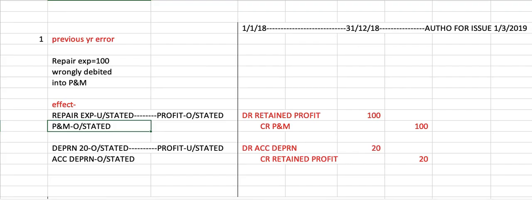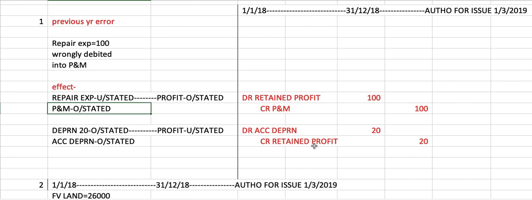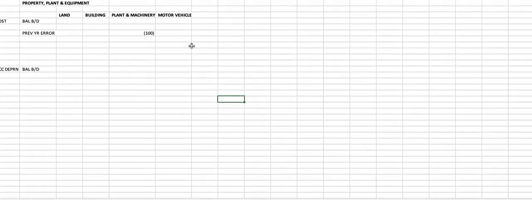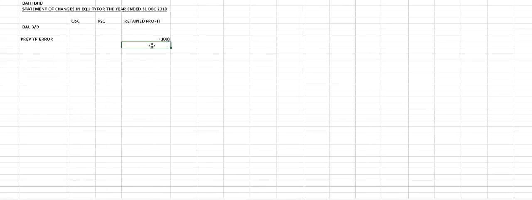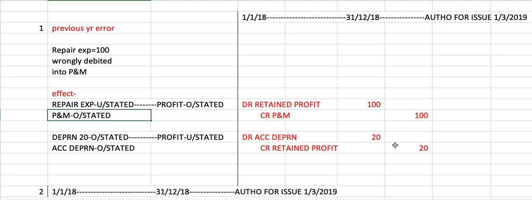Next entry is debit accumulated depreciation, credit retained profit. Credit retained profit means you add, debit accumulated depreciation means you deduct. So you deduct your accumulated depreciation for the plant and machinery. So this is accumulated depreciation here, so minus 20. This is a previous year error. And then you credit retained earnings, which means you add to retained earnings by 20,000. So this is also a previous year error. Okay, so we're done with this journal entry.